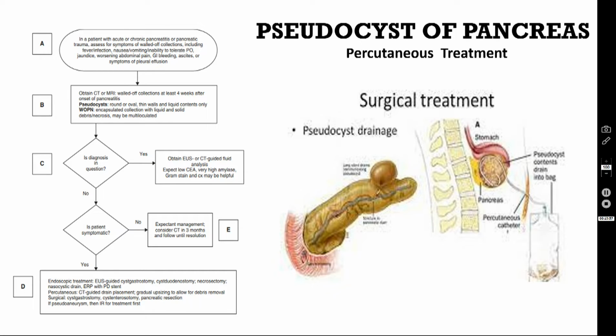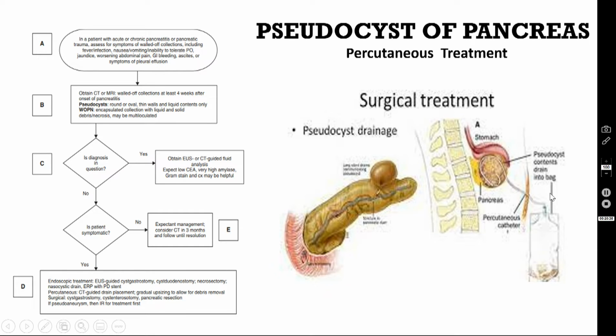Next, here you are seeing percutaneous treatment, especially if the cyst is near the tail of the pancreas. Under ultrasound or CT guidance, you can put a pigtail catheter and drain it into a bottle outside. But usually, if it is a WOPN or walled-off pancreatic necrosis, that cyst will have a connection to the pancreatic duct. In that case, if you put a percutaneous drain, this will result in pancreatic fistula because this cyst has a connection with the pancreatic duct.